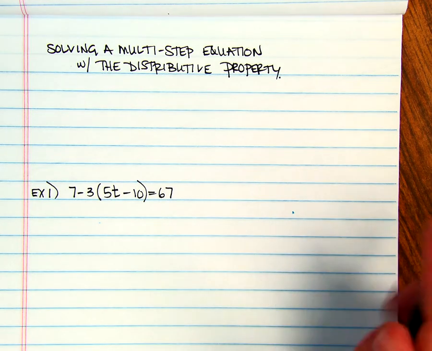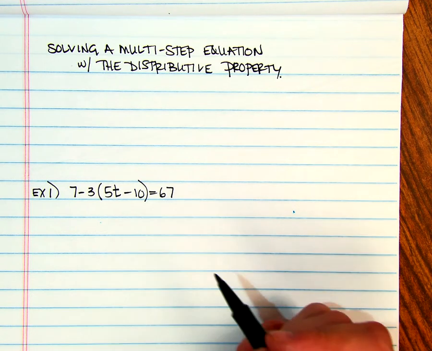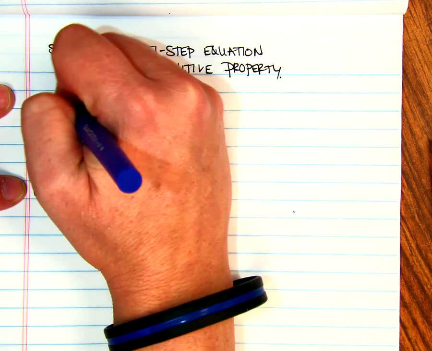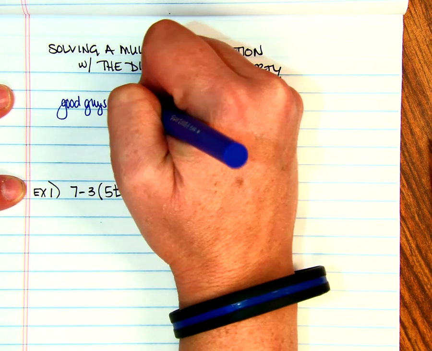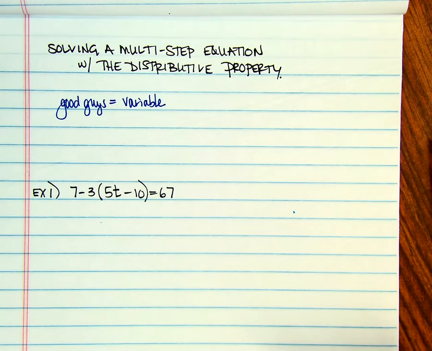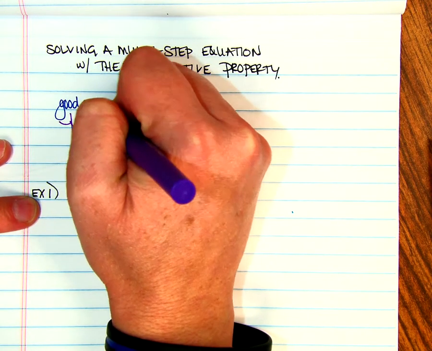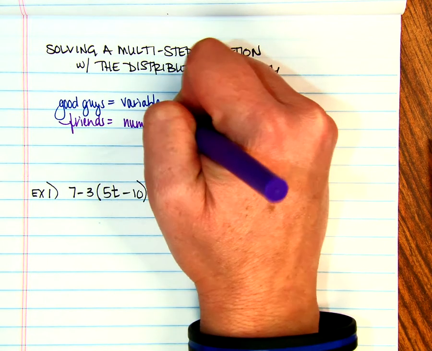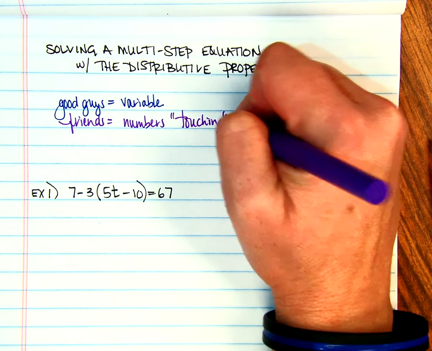So I'm going to clarify in this video which ones are the good guys, which ones are the bad guys, and which ones are friends. Okay? So I know that the good guys, these are the variables. The good guys are always the variable. The friends are the numbers touching the good guys.